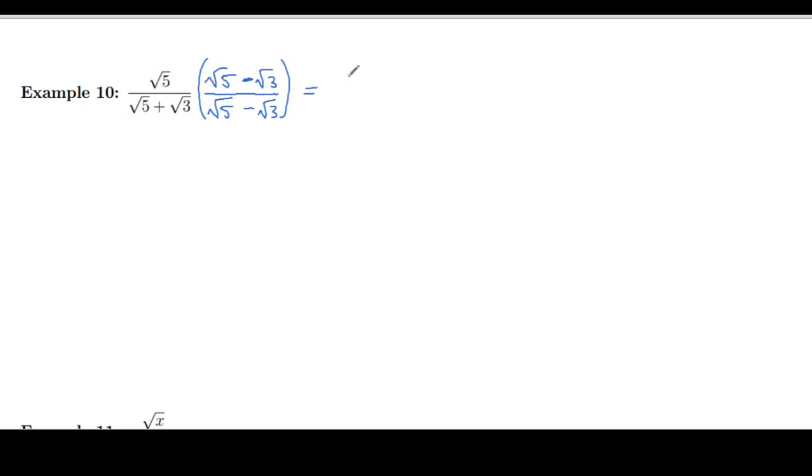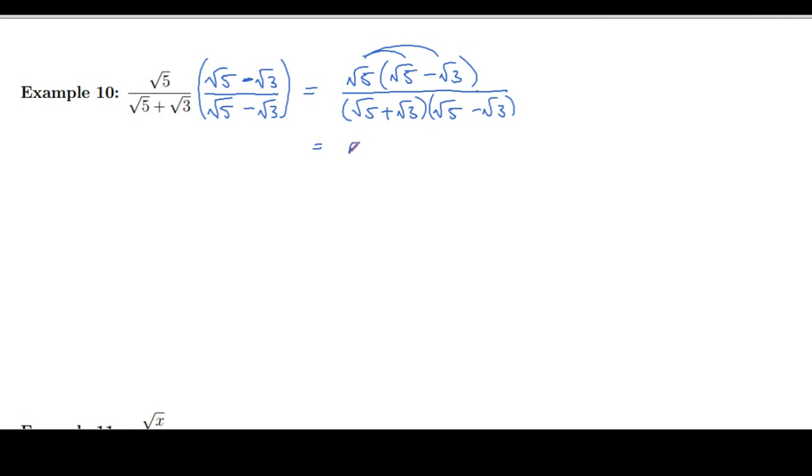Okay, so now if we multiply the numerator, this will be root 5 times root 5 minus root 3, and in the bottom we will FOIL these, right? So this will be root 5 plus root 3 times root 5 minus root 3. Okay, so distributing this in, we're going to have root 5 times root 5 is actually 5, and then root 5 times minus root 3 is minus root 15.